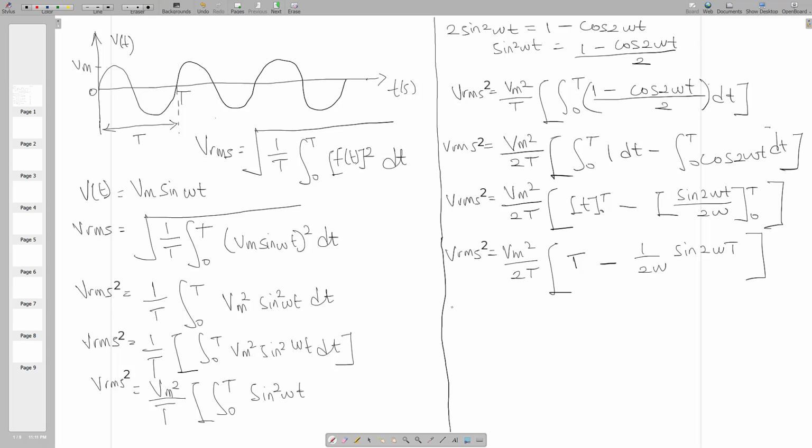But we know that omega is equal to 2 pi f, which is the same as 2 pi on T, that is, frequency is equal to 1 over the period. So then we can replace this omega with 2 pi over T here. So let's see, VRMS will be equal to Vm squared all on 2T. Here will be T minus 1 over 2 omega here, sine 2.